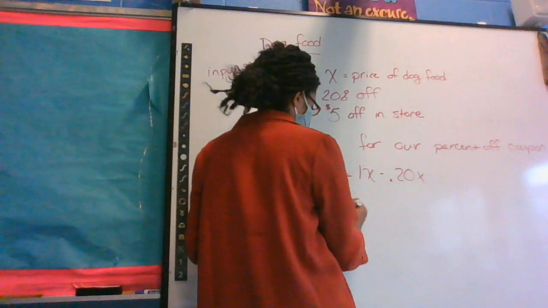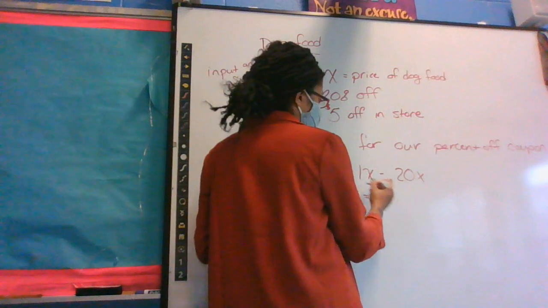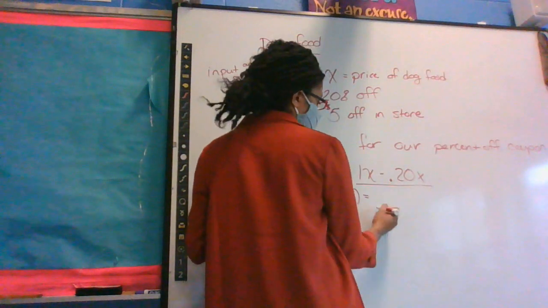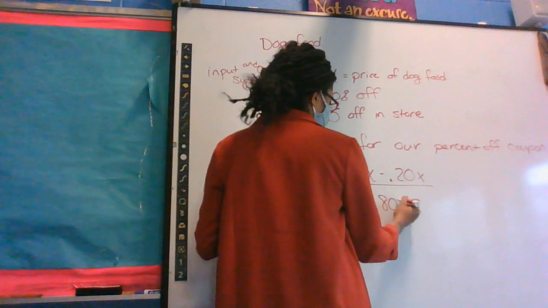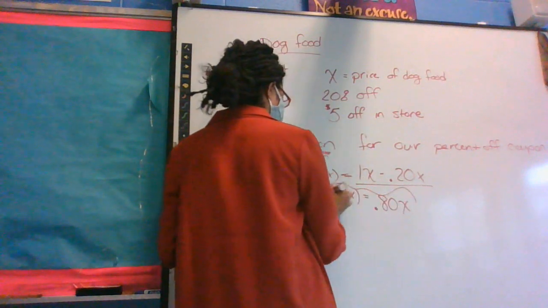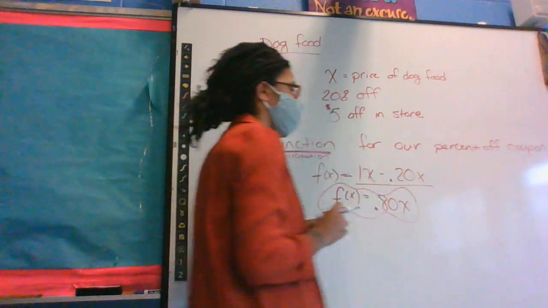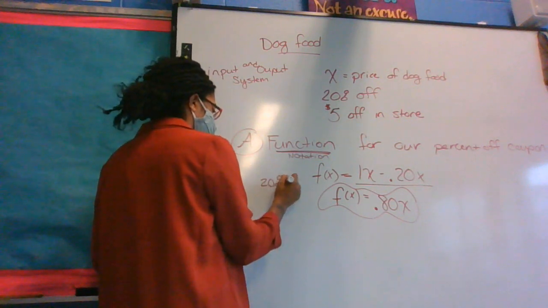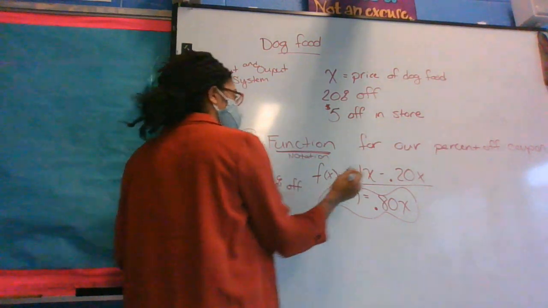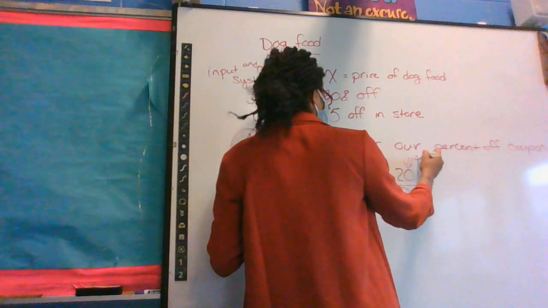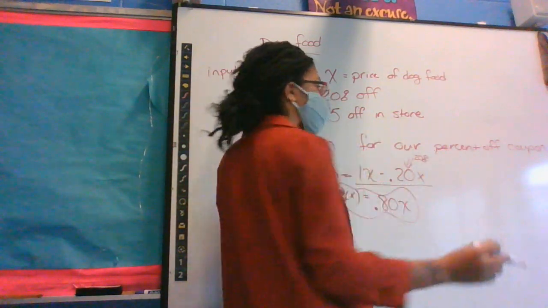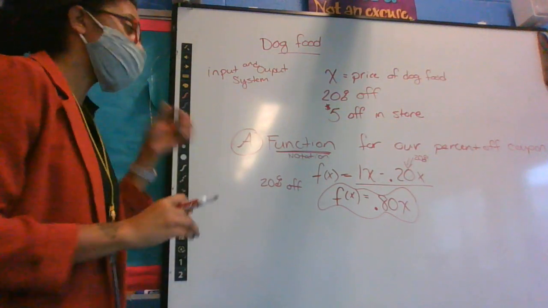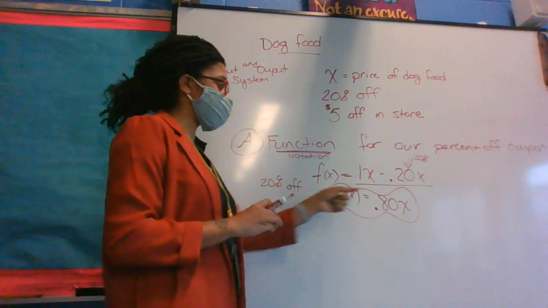So, to complete this function, I have to combine like terms. So I get 0.80x. This is my function for this situation. This gives me my 20% off. Just this is my 20%. That's how you write that 20% in a function. However, I want it off, which means I want it subtracted.